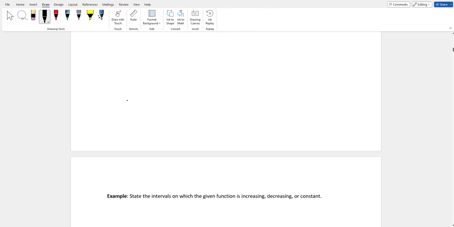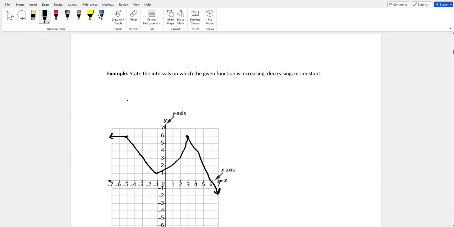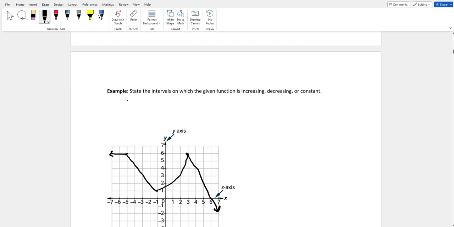All right, let's look at another problem. So here we're going to have an increase, a decrease, and a constant. So I'm going to go ahead and mark these points. This point here is negative 5, 6. This point here is 3, 6.